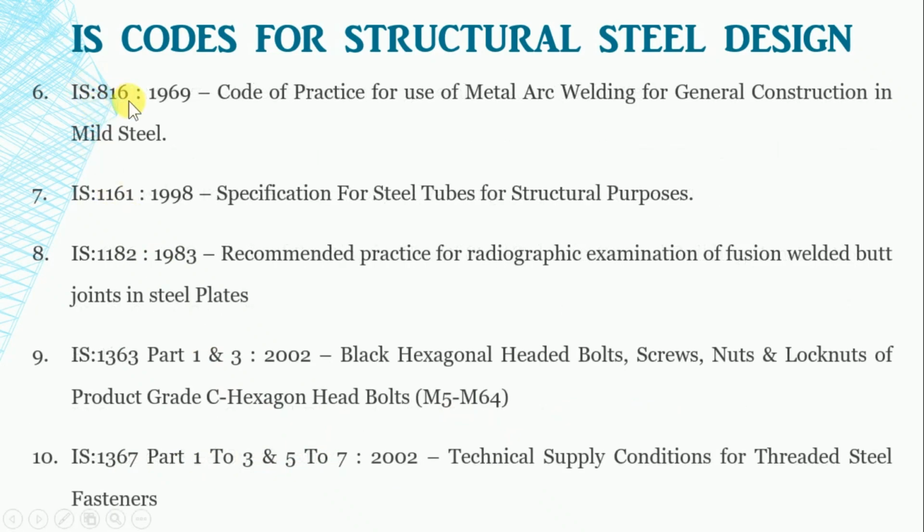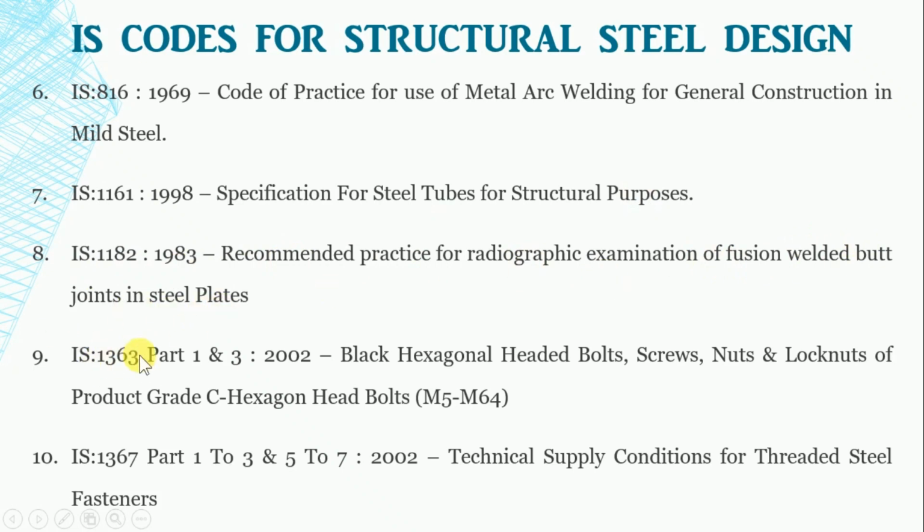IS 816-1969 is for metal arc welding for general construction in mild steel. IS 1161-1998 gives the specification for structural tubes for structural purpose. IS 1182-1983 recommends the practice for radiographic examination of fusion welded butt joints in steel plates.